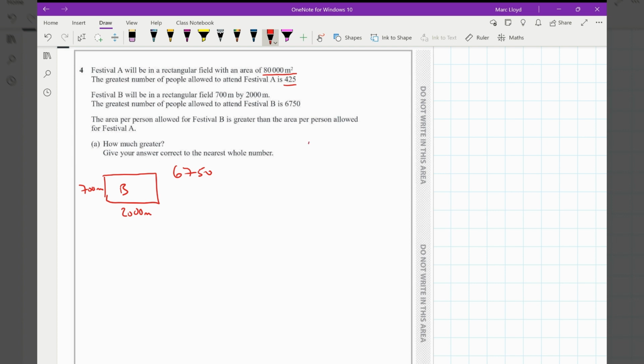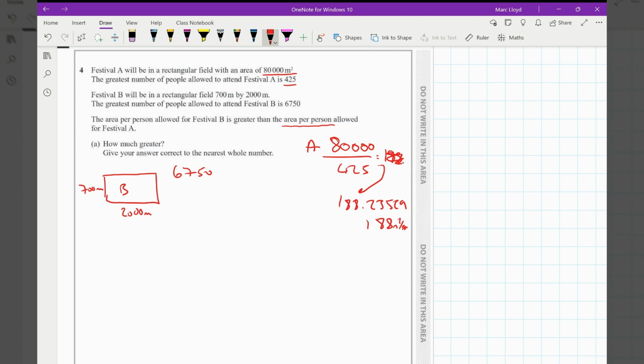So for Festival A, and it says area per person, so 80,000 is divided by 425. That gives us 188.23529. What's the nearest whole number? So that is 188. And that is square meters per person.